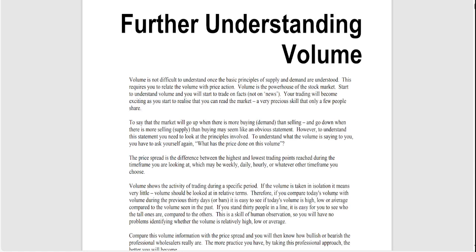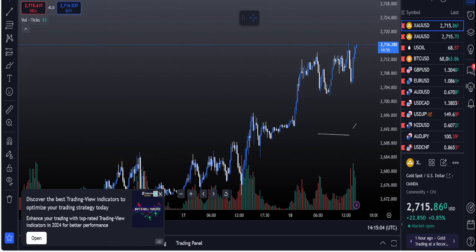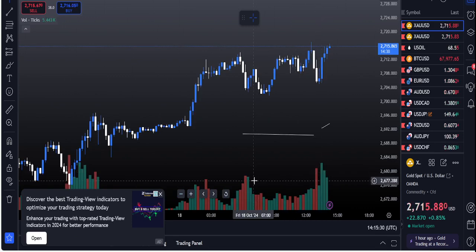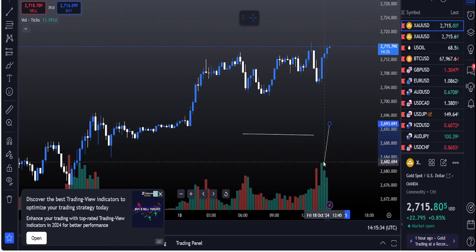If you compare today's volume with the volume of the previous 30 bars, then you will realize whether volume is high, low, or average compared to the volume seen in the past. When you compare this volume with the previous 30 candles, then this is a high volume, an extra high volume. We call it high volume or ultra high volume.